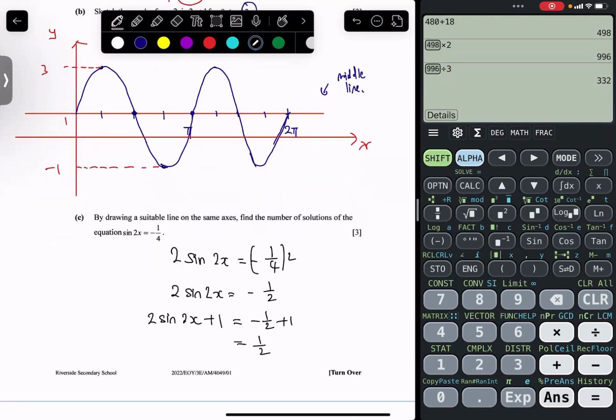Then that means I just need to draw the line y equals half. Where is y equals half? Half is over here. If I draw the line y equals half, how many solutions will there be? 1, 2, 3, 4. So to find the number of solutions, therefore, 4 solutions.